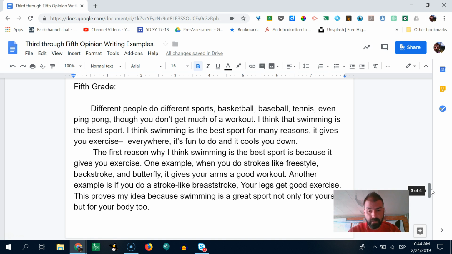So with your team, read through these, talk to each other. How are they similar? How are they different? What is the difference between a third, a fourth, and a fifth grade level writing? What are the expectations? Have fun.